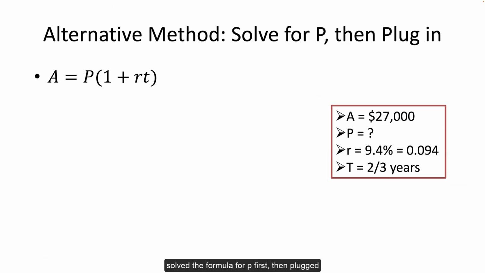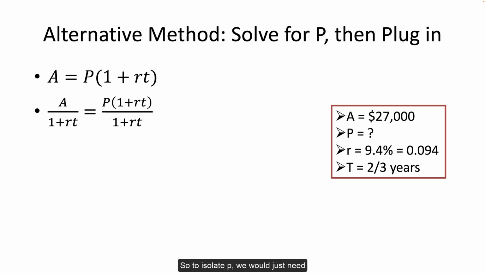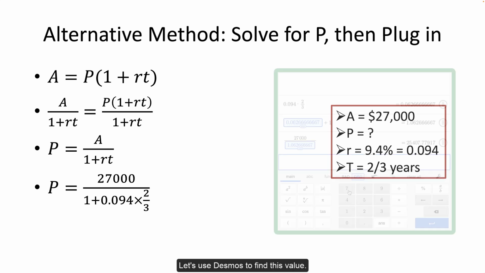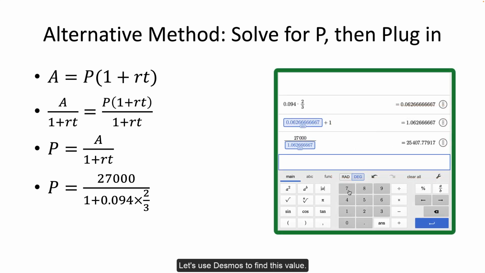Alternatively, we could have solved the formula for P first, then plugged all of our values in. To isolate P, we would just need to divide both sides by the quantity 1 plus RT. That gives us P is equal to A divided by 1 plus R times T. Plugging in our values, we get P is equal to 27,000 divided by the quantity 1 plus 0.094 times 2/3. Let's use Desmos to find this value.